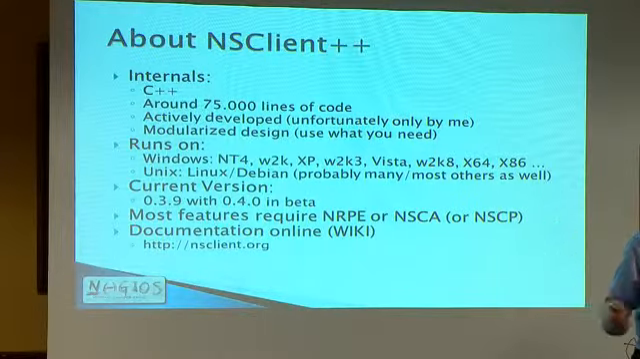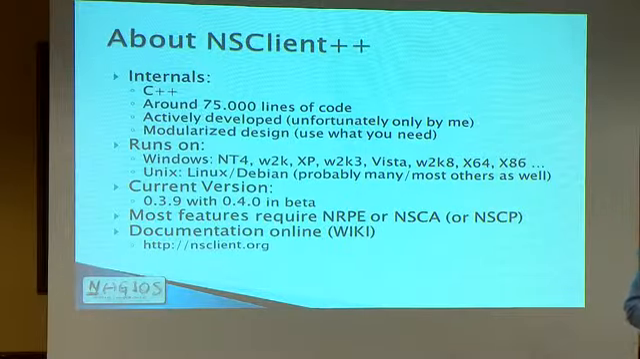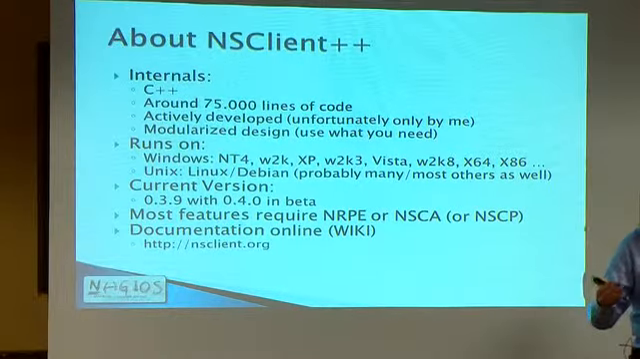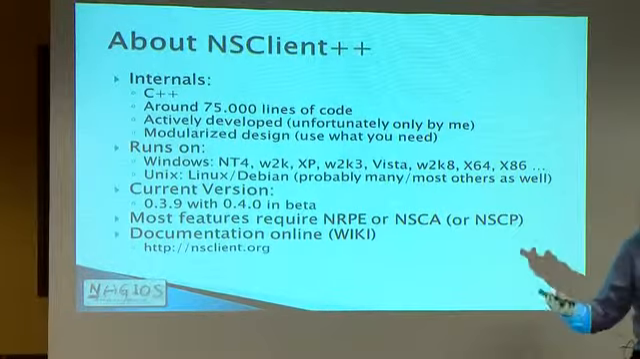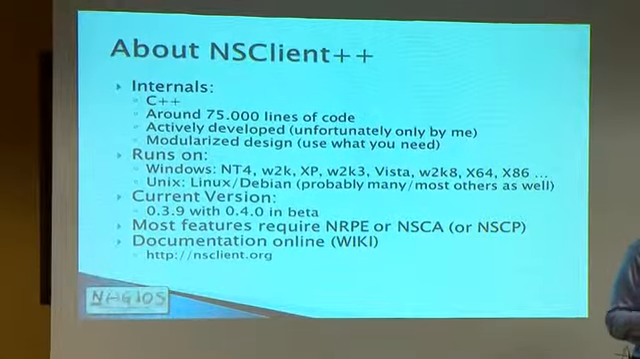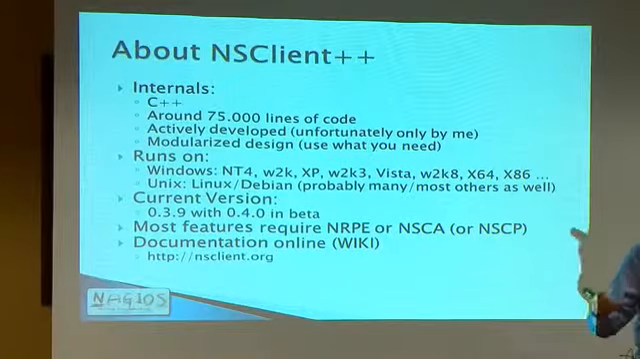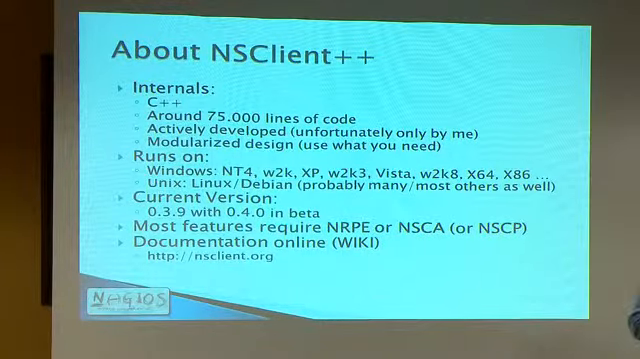So what is NSClient++? If you look at it, well, it's written in C++. It's around 75,000 lines of code. It's actively developed. The problem is just by me. So that means that if I'm bored, there is no development. And that means that whenever you want support and I'm bored, there is no support either.